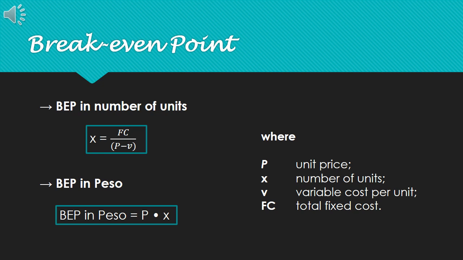Then in BEP in peso, we have P times X, where P is the unit price, X is the number of units or the BEP in number of units, V is the variable cost per unit, and the last is FC, which is for total fixed cost.